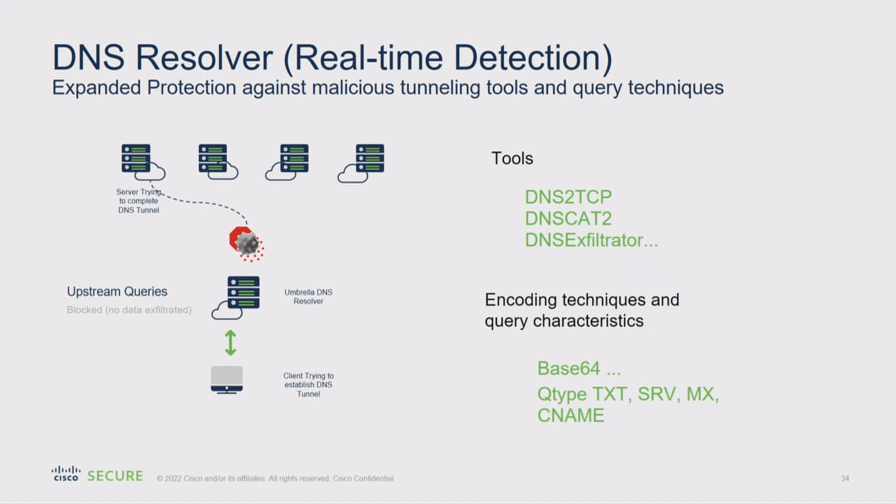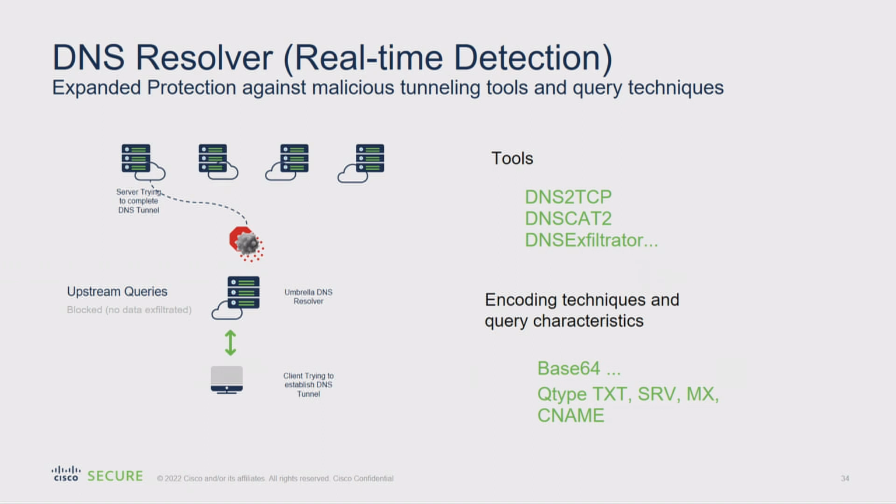The second thing that you want to do is identify encoding techniques. Would it be base64, base32? And then you want to be sure that whatever you're designing not just looks at the subdomains, but also looks at different query characteristics. Would it be Q-type like TXT, SRV, MX, or CNAME? And then with that data set, you apply some information theory, trying to identify encoded or encrypted data, and then make a decision.